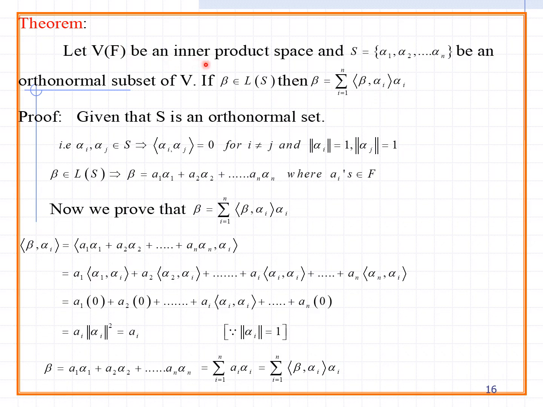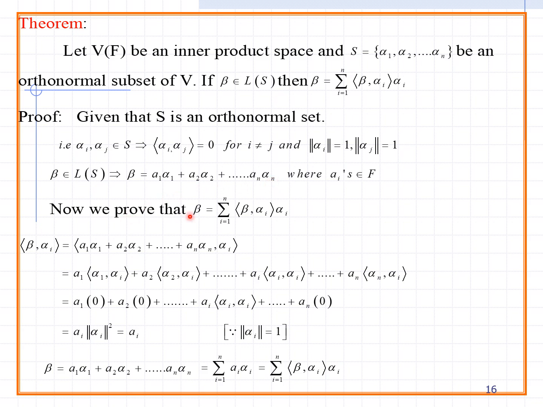So let us see this. V is said to be an inner product space, and S is an orthonormal subset of V. Then you can write beta equal to the summation of the inner product beta comma alpha i into alpha i. Given that S is an orthonormal set, what does that mean? For different vectors the inner product is 0, and for the same vector, the unit vector, it is equal to 1. That is the property of an orthonormal set. Again, they said beta belongs to L of S, the linear span. So beta means a1 alpha 1 plus a2 alpha 2 plus up to an alpha n, a linear combination.